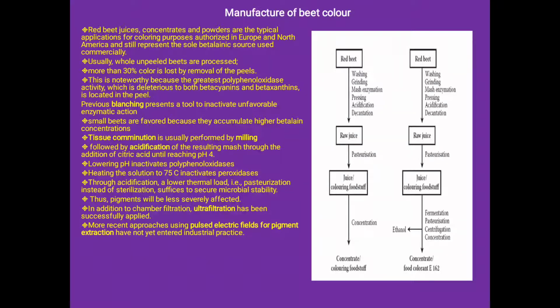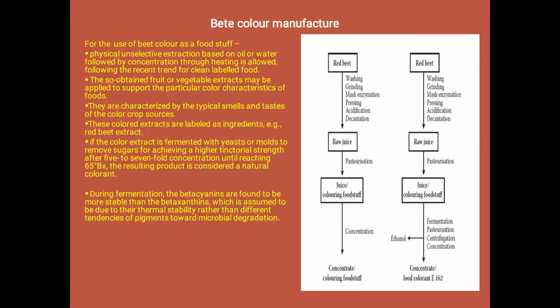So this is the manufacturing process for the beet color, as we saw in the previous slide too: the red beet is taken, washed, and acidified, then we get the raw juice, which is pasteurized, and the concentrate that results is used as the food colorant. Beet color manufacturing, same procedure in this slide also.